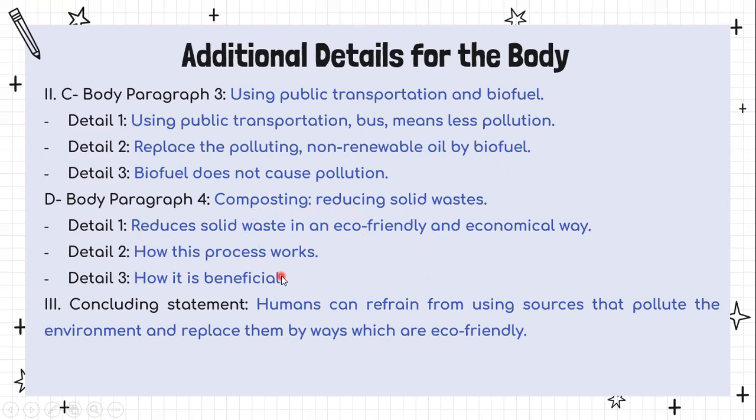All right, so by now we have presented briefly in our outline the 4 solutions and the major details we're going to talk about in our essay, but just in phrases. And here we state the concluding statement, which is, as we said, similar to the thesis statement. It tells the main idea of the whole essay, but in different words. So we can say humans can refrain from using resources or sources that pollute the environment and replace them with ways which are eco-friendly or friendly to the environment.